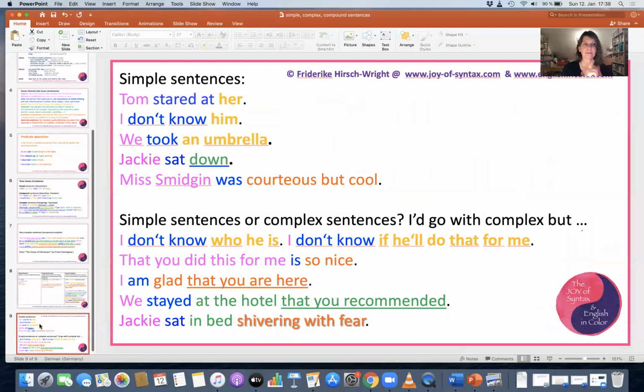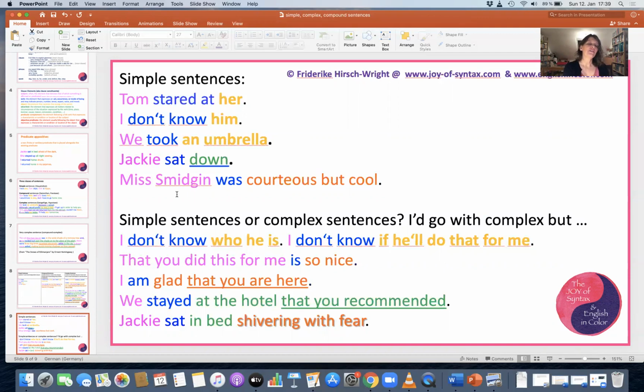Now comes a difficult issue. We have here a few sentences that are clearly simple sentences. They consist of 1 main clause each. Tom stared at her. I don't know him. We took an umbrella. Jackie sat down. Mrs. Smidgen was courteous but cool.